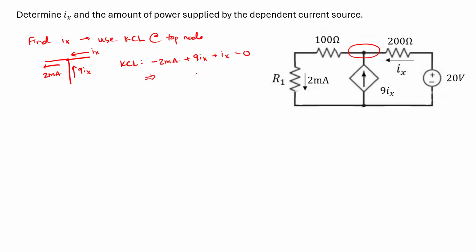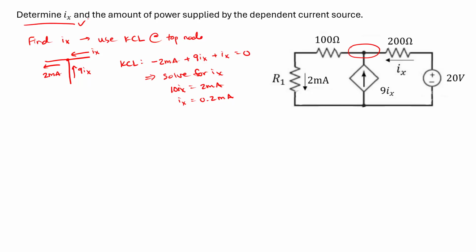So therefore, if we go ahead and solve for Ix, we'll determine that 10Ix is 2 milliamps. So Ix must be 0.2 milliamps. So we've determined the first part of our question. That is done.